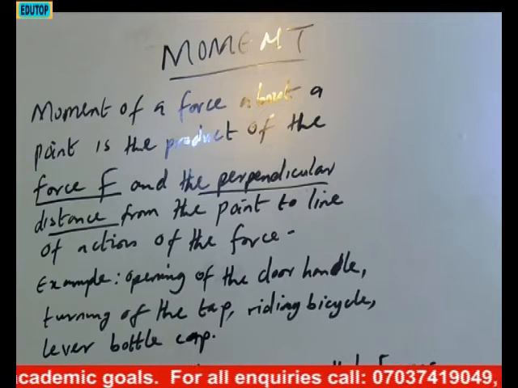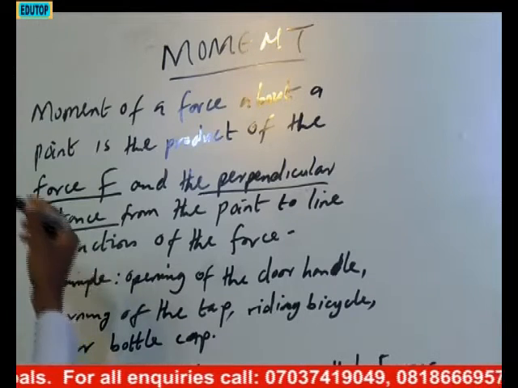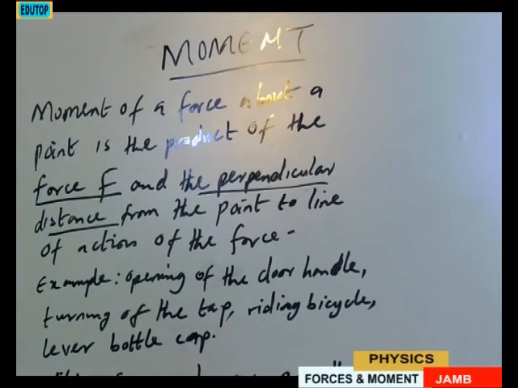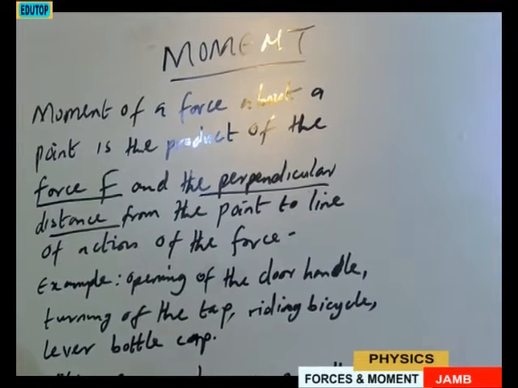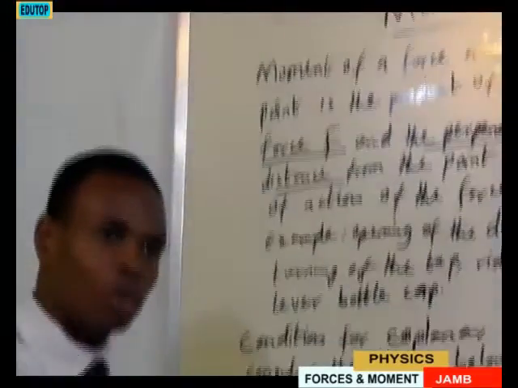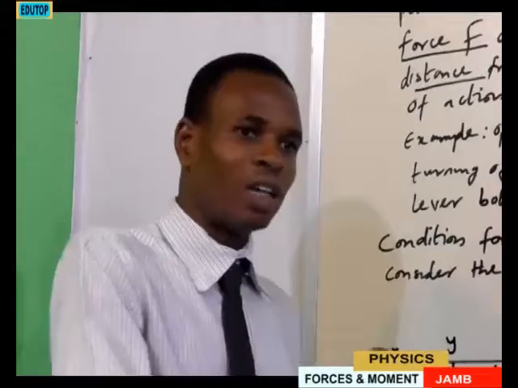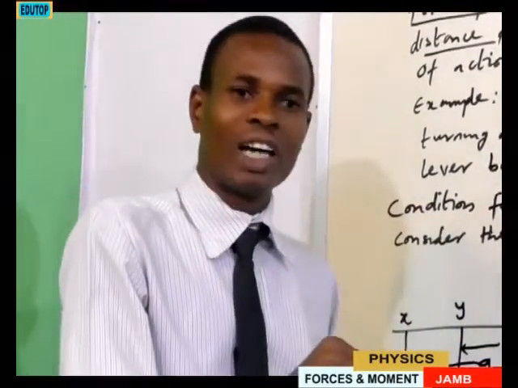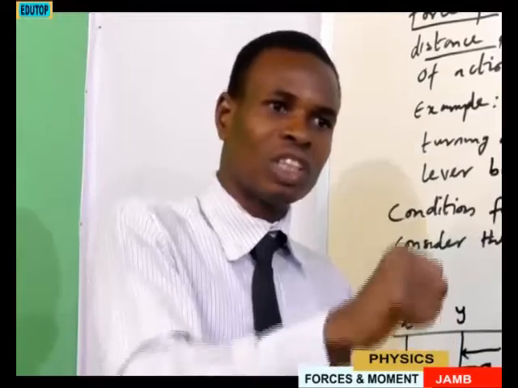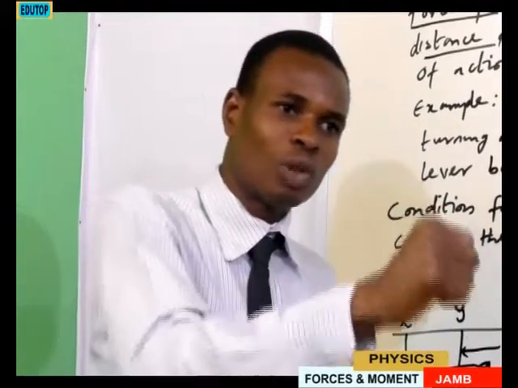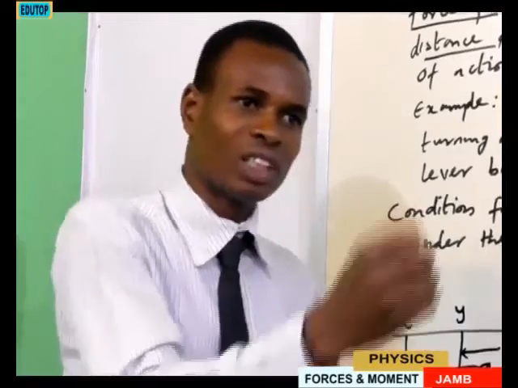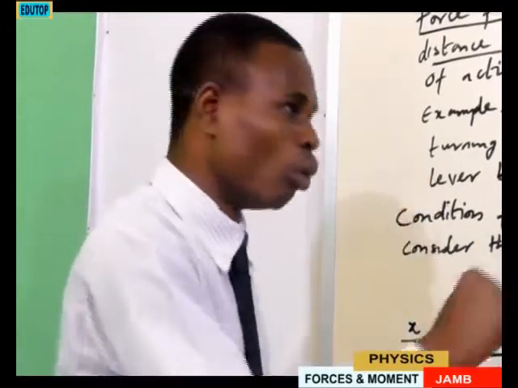So from this definition, you can see that by the time we apply a force on a body and a distance is covered through the application of the force on that body, then we have a moment. Let's consider examples of that. The opening of the door handle. You want to open the door and you are turning the door handle. As you turn the door handle, you apply a force on the handle, and the handle is shifted from the previous place to another point. And that is moment.